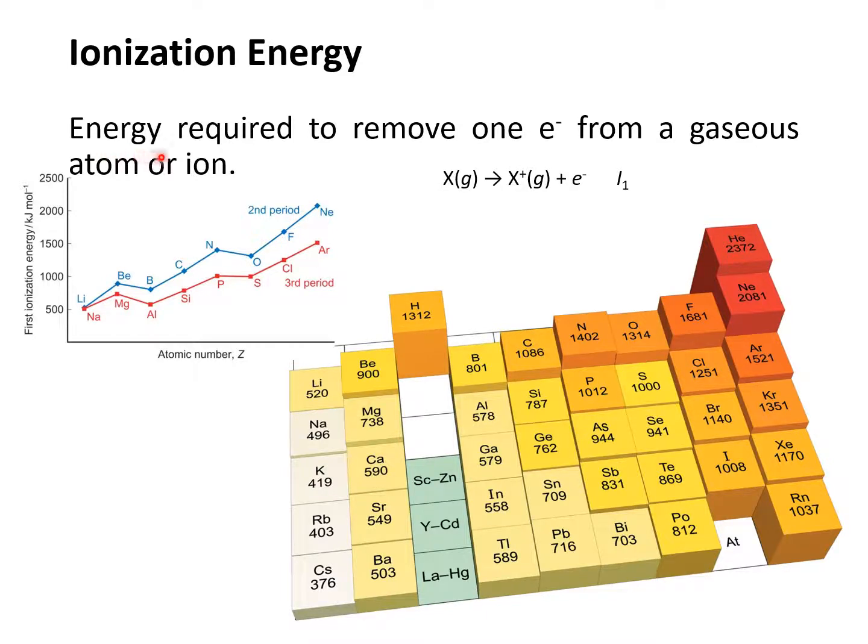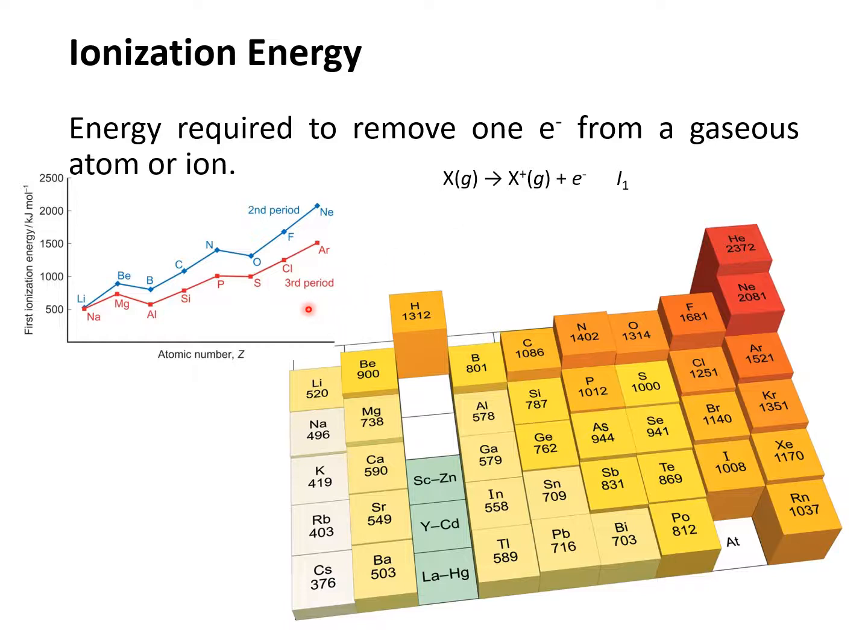Ionization energy is defined as the energy required to remove one electron from an atom or ion in the gas phase. That process is reflected in the reaction shown here, where we start with an atom in the gas phase, X(g), and we see that it loses an electron and gets converted to an ion, also in the gas phase. Since this is the loss of the first electron from the neutral atom, this process is called the first ionization energy.